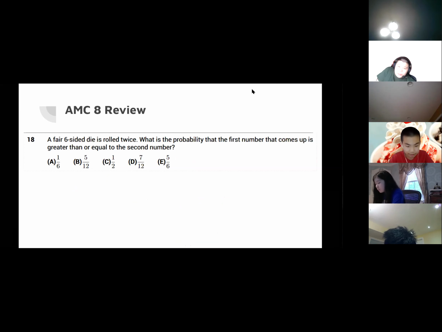So this uses a pretty common trick, which is that the chance that the first number is greater than the second number is equal to the chance that the first number is less than the second number. And that's just by symmetry. If I could roll a 3 and a 4, then I could also roll a 4 and a 3. So using that, we just have to calculate the probability that they're equal.